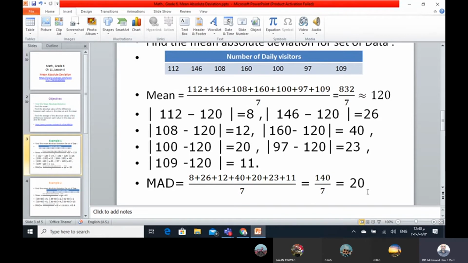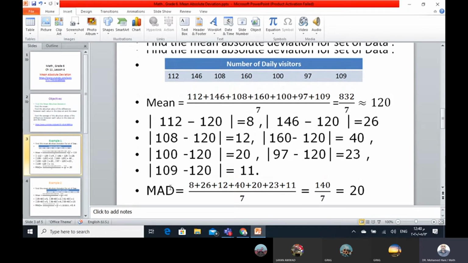The third step and the last step, MAD. What's the meaning of MAD? M means the mean, A means absolute, D means deviation. How to find MAD? Find the average for these numbers. How to find the average? Add all the numbers here, divided by the number of all numbers.